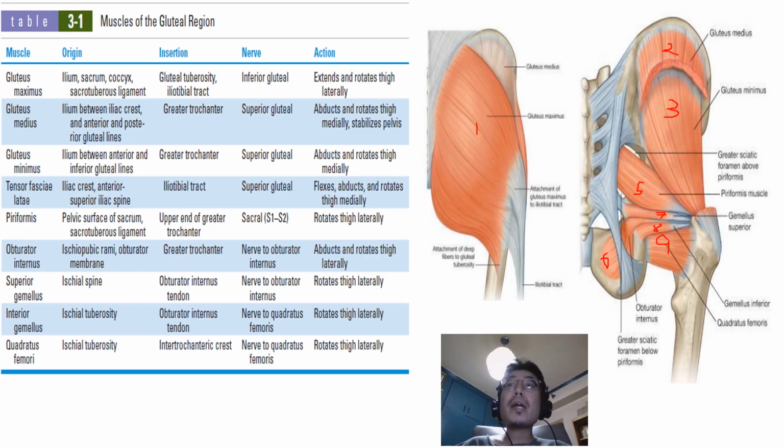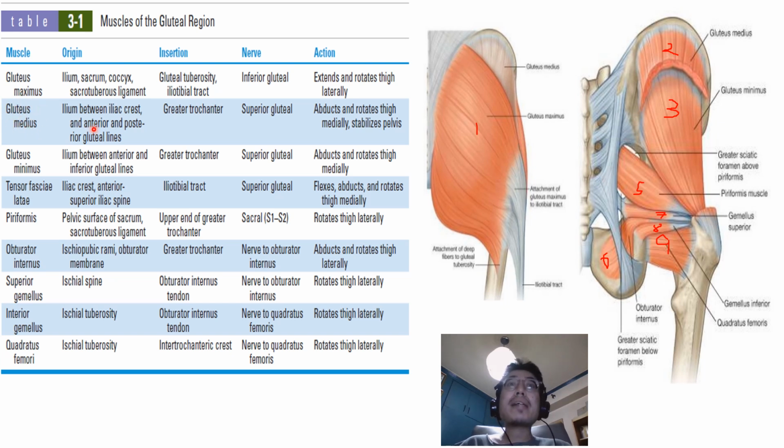We start by looking at the muscles of the buttocks or the gluteal region, and the largest and outermost of these muscles is the gluteus maximus. The gluteus maximus originates from the ilium, the sacrum, the coccyx, and the sacrotuberous ligament, and it inserts into the gluteal tuberosity and the iliotibial tract over here. The gluteus maximus is innervated by the inferior gluteal nerve, and its function is to extend and rotate the thigh laterally.